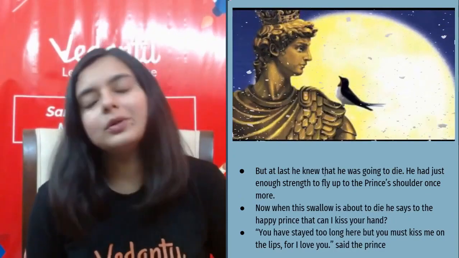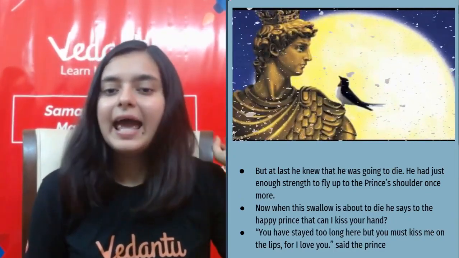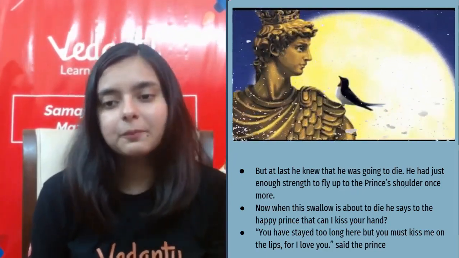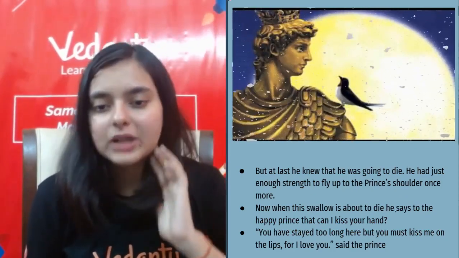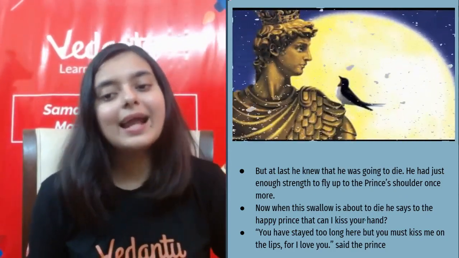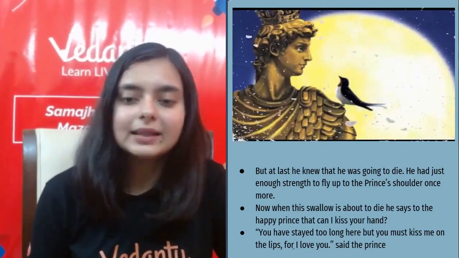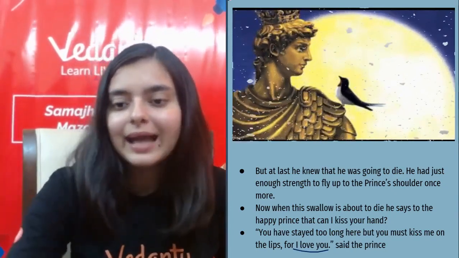At last he knew it was time for him. Now he had to leave this earth. He just gathered enough strength to fly up to the prince's shoulder. And then, when the swallow was about to die, he asked, can I kiss your hand? And the prince showed his love towards the swallow.